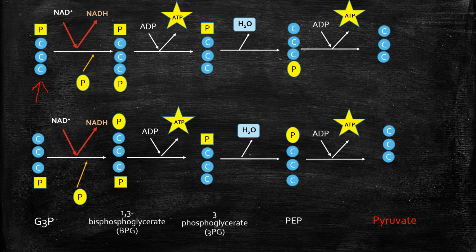So where we pick up on that is that we are going to begin with the oxidation of G3P. Remember, oxidation is loss, so we are removing electrons and the accompanying hydrogen ions. And then in a coupled reaction, we are taking NAD and reducing it to NADH.